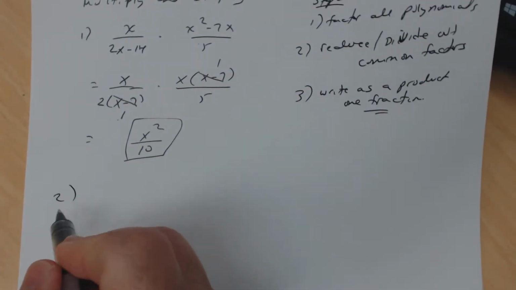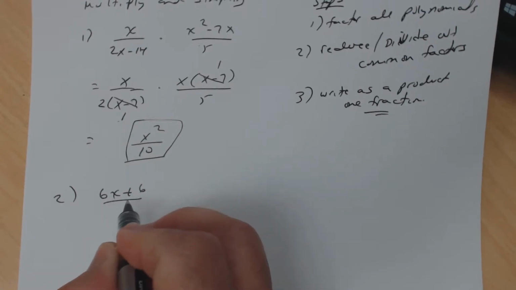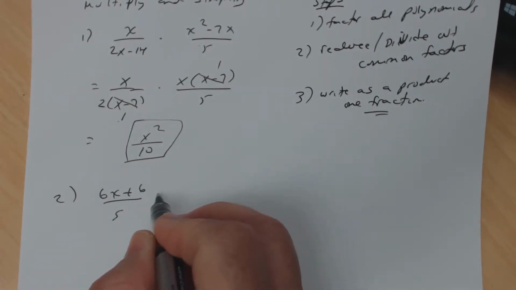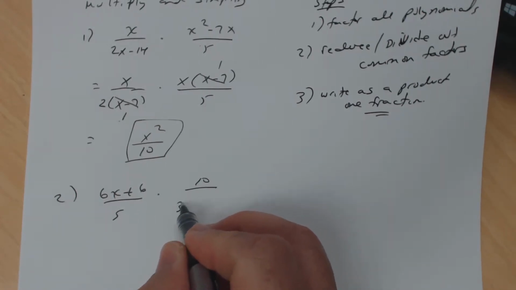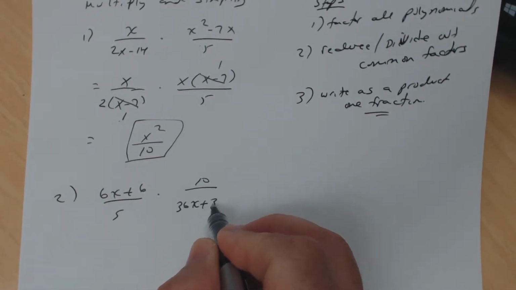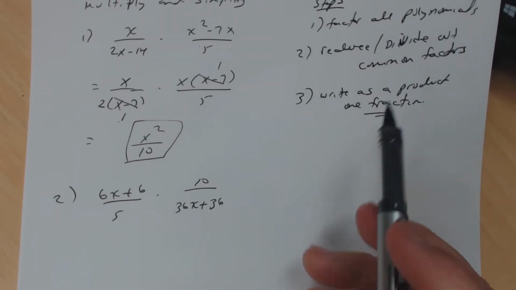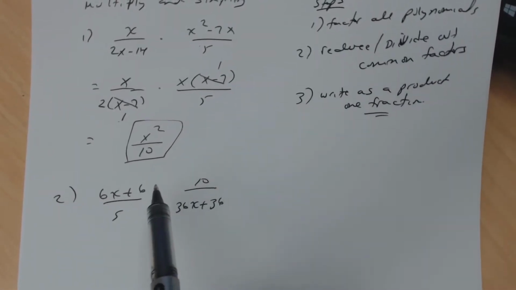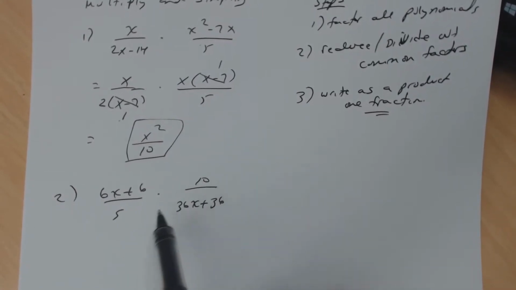Number 2. All right, suppose we had 6x plus 6 divided by 5 times 10 divided by 36x plus 36. So remember, the first step is to factor all polynomials. These are monomials, so I'm going to leave them alone. 10 and 5 are monomials, so leave them alone for right now. I'm just doing the first step.